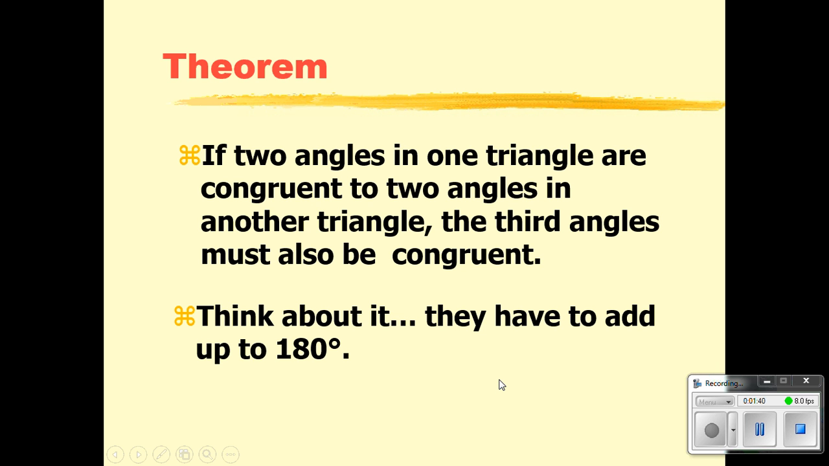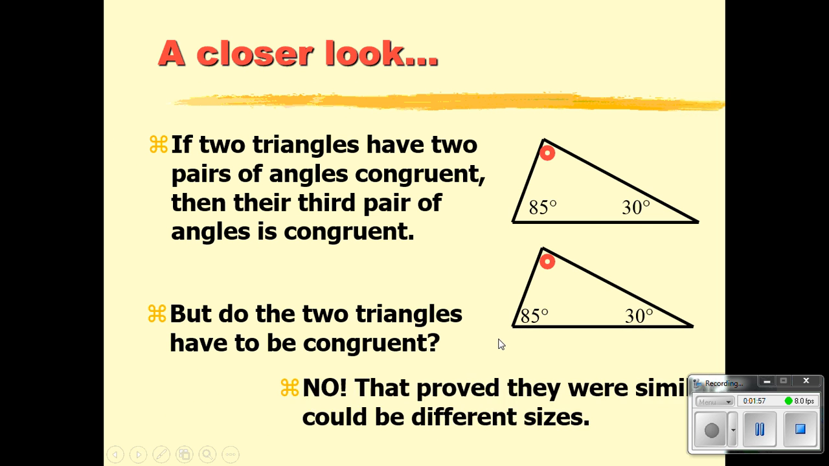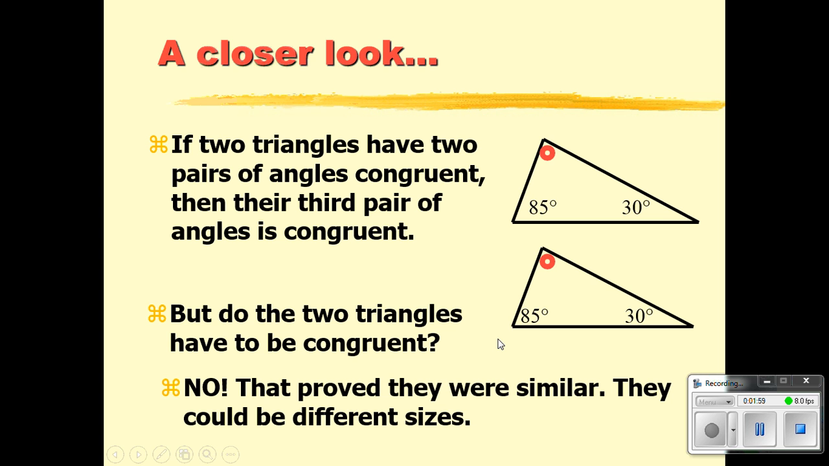Now, if 2 angles in one triangle are congruent to 2 angles in the other triangle, then the third angles must also be congruent. We talked about that the other day when we had the angle-angle theorem for similarity. They have to add up to equal 180 degrees. So, if 2 triangles have 2 pairs of congruent angles, then their third pair of angles must be congruent. But do the 2 triangles have to be congruent? No. That proves they're similar. That's what we spent all that time on the other day.